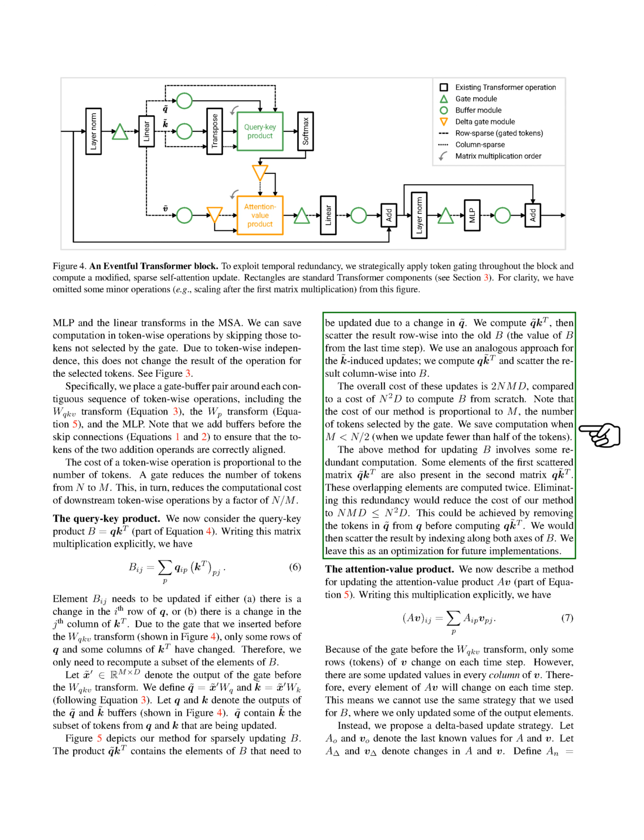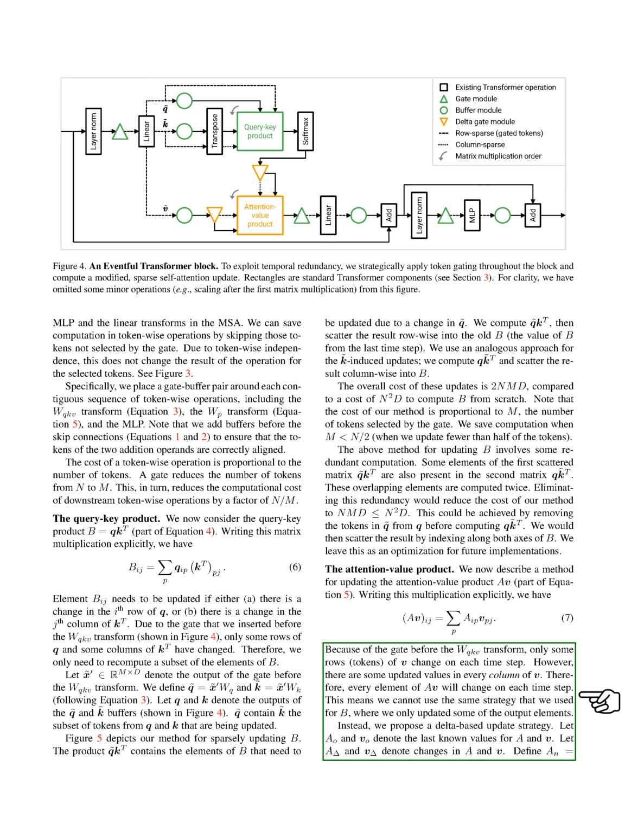Finally, let's discuss a method for updating the attention value product AV. This is part of a certain equation. If we write out this multiplication, we have AV_ij equals the sum over p of A_ip V_pj. Because of the gate before the W_QKV transformation, only some rows, tokens, of V change on each time step. However, there are some updated values in every column of V. Therefore, every element of AV will change on each time step. This means we cannot use the same strategy that we used for B, where we only updated some of the output elements. Instead, we propose a delta-based update strategy.